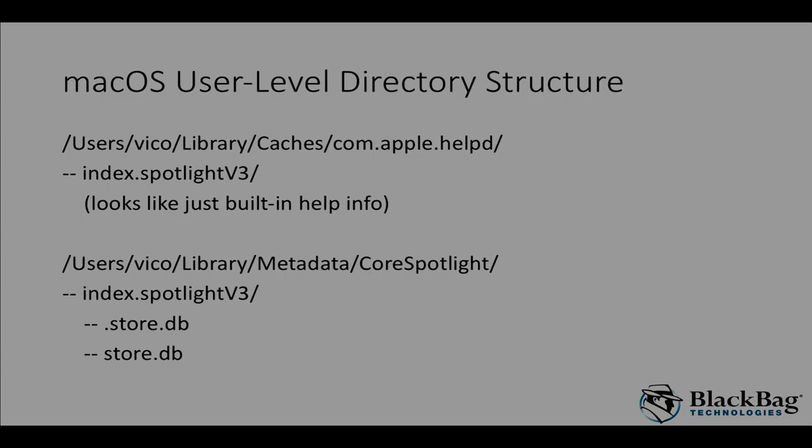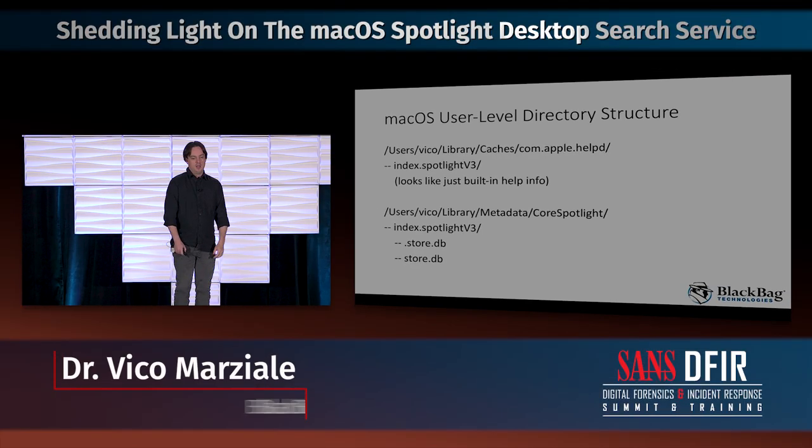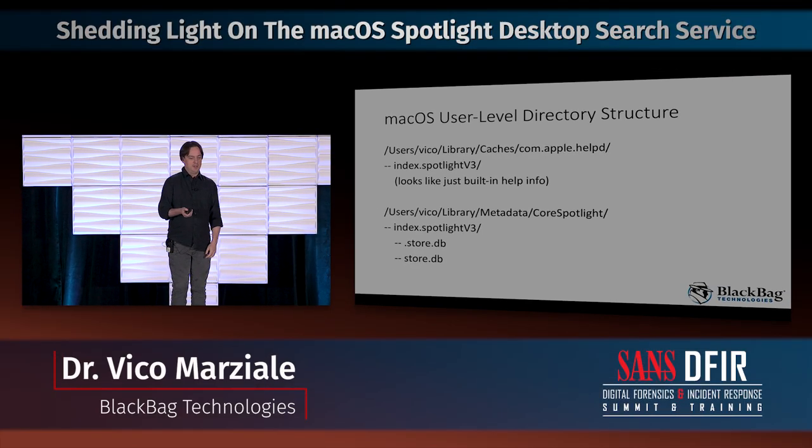User level Spotlight stuff. This is interesting. It used to be the case that Spotlight only indexed things in terms of whole files. Now Spotlight can index sub-file entities, like a single database record for a message in an SMS or a single, you know, whatever, Twitter thing. So the directory structure for the user level stuff looks like these two guys. The top one I actually just noticed recently, but it looks like it's all built-in indexing of help menu stuff. So not user-generated content.